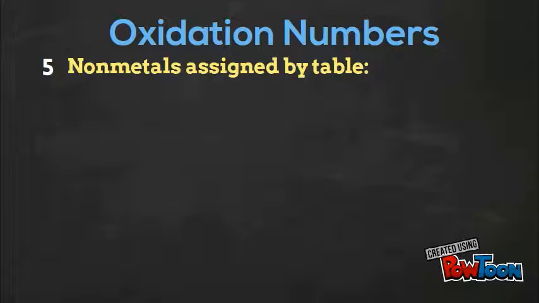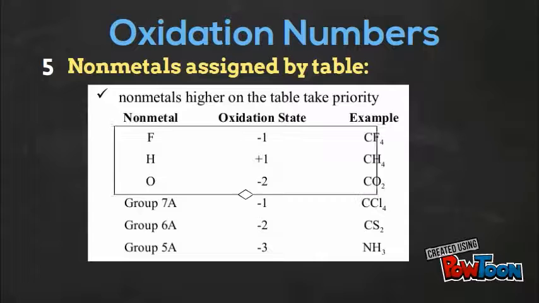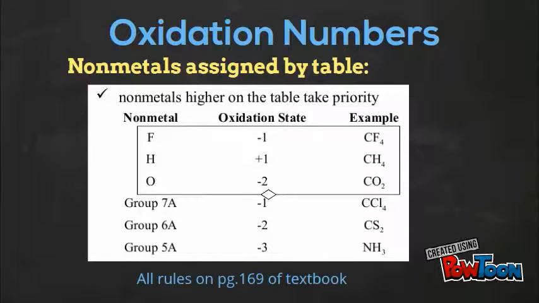The final of the basic oxidation number rules is that in their compounds, nonmetals are assigned oxidation states according to this table. The ones you might want to focus on are that fluoride has a -1 oxidation state, hydrogen has a +1 oxidation state, and oxygen has a -2 oxidation state.